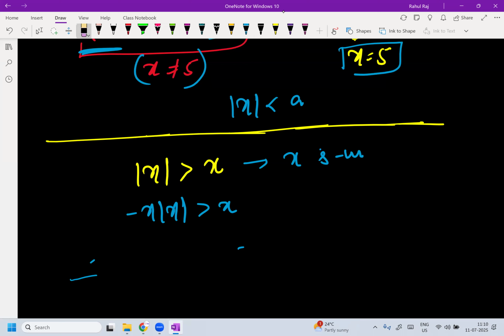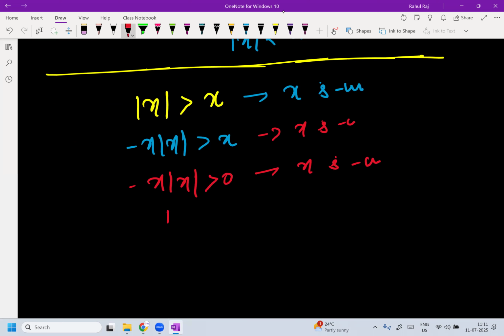So it again means x is negative. Clear? If I say minus x mod x greater than 0, this again means x is negative. If I say 1 by x less than negative x, what does this mean? Again, x is negative. Am I making complete sense? Any problem here? No, absolutely clear.